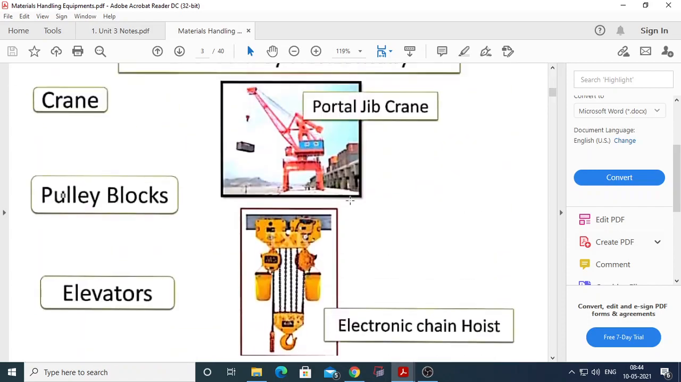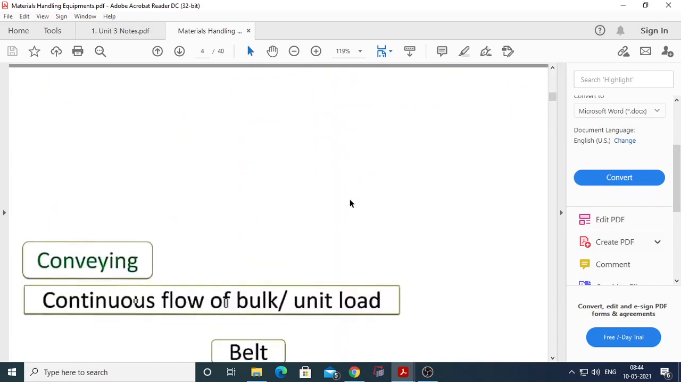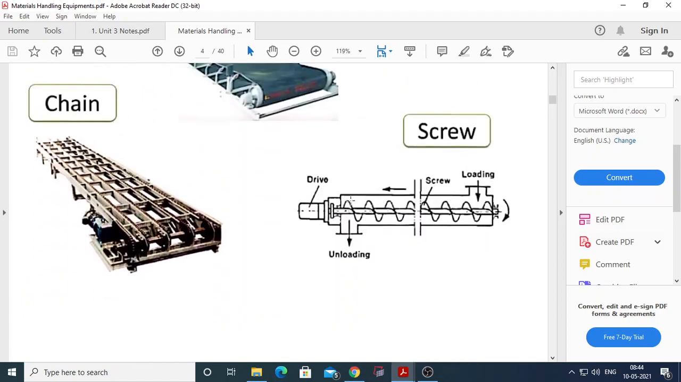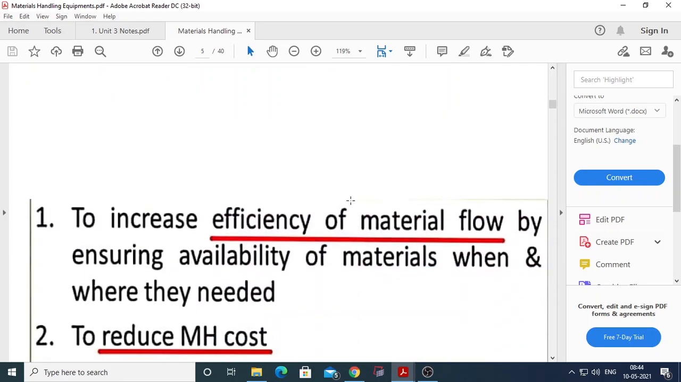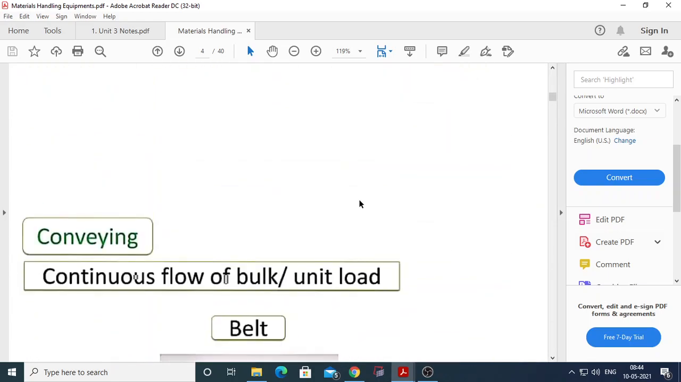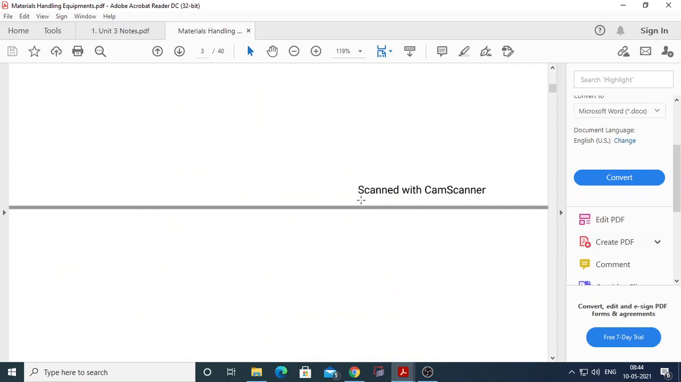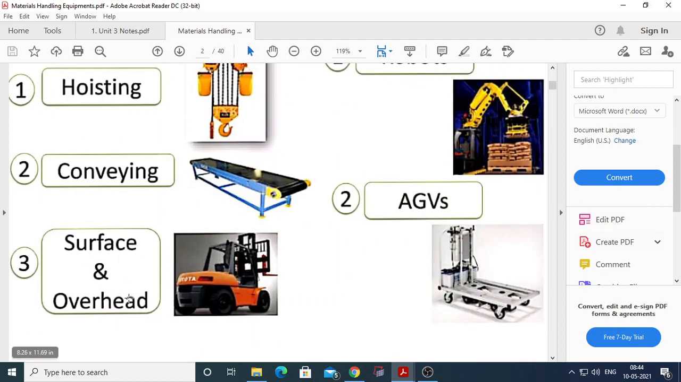Okay, then the next one, the third part, is surface and overhead equipment. If you have checked the types of surface and overhead equipment, we are using trackless trucks, or we can say narrow gauge cars, and the overhead truckage system. Here it is shown in the picture.